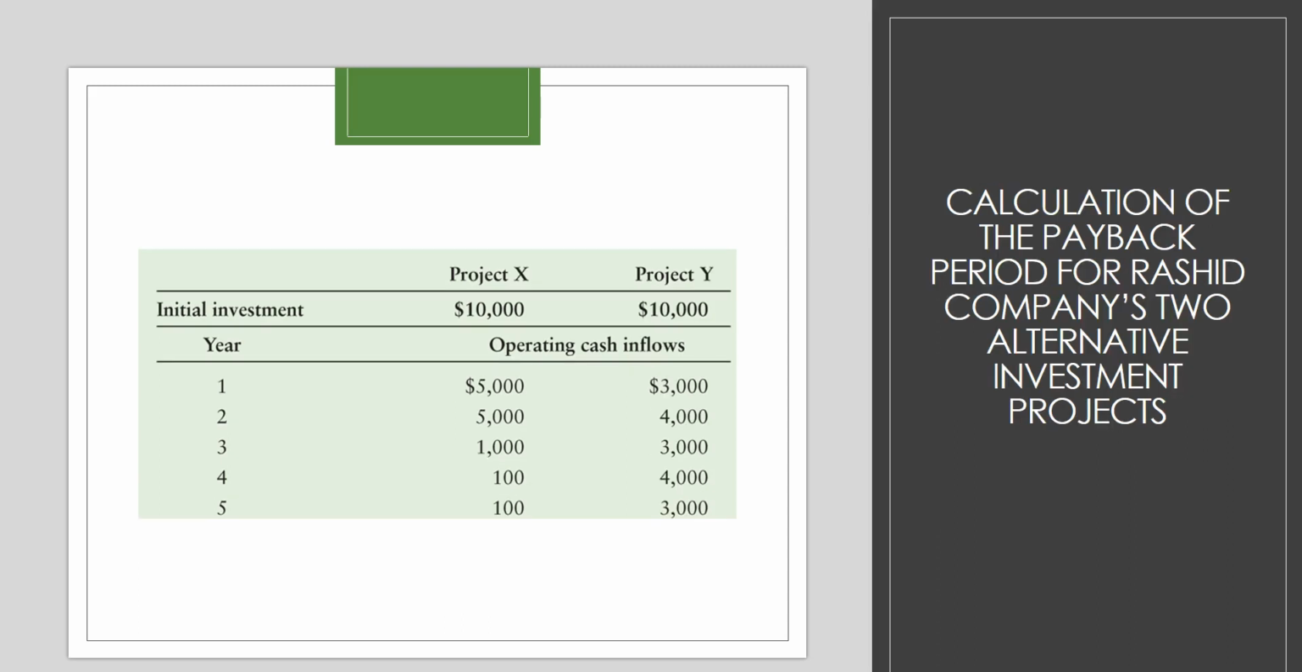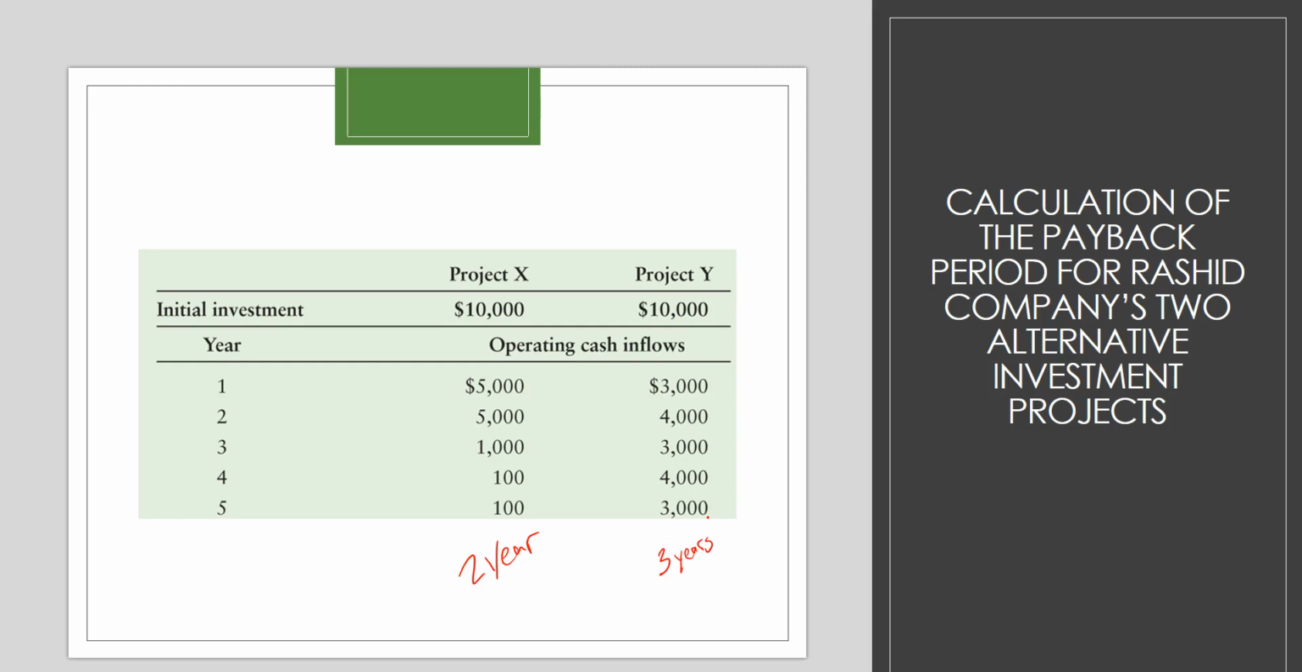Now here's another example of why payback period analysis is limited, because it doesn't look at subsequent cash flows. So here we have Project X that costs $10,000, and we recoup that in year 2. 5 and 5 is 10. So it's a 2-year payback period. Project Y also costs $10,000, and its payback period is 3, 7, 10, so 3 years. So according to payback period analysis, Project X is better than Project Y.